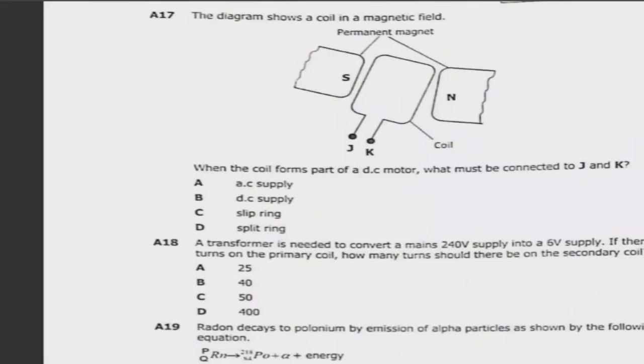We come to question 17, which is as follows. The diagram shows a coil in a magnetic field. So we have the diagram there. That is a permanent magnet, with south and north there. Then we have the coil, and J and K there. The actual question is, when the coil forms part of a DC motor, what must be connected to J and K?